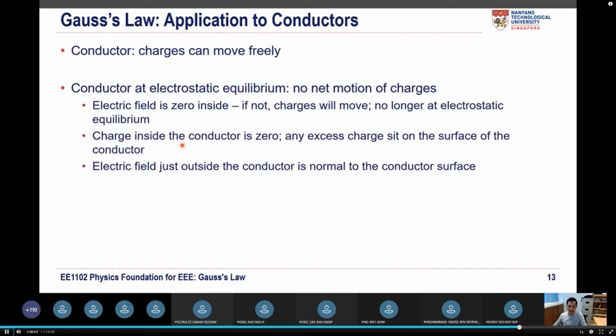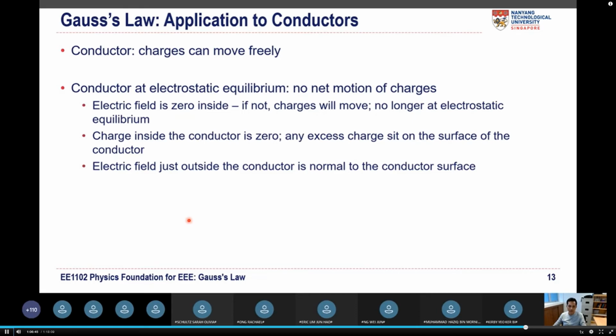And also the charge inside the conductor is going to be zero, because if there is charge inside the conductor, it will move somewhere else, such that inside the conductor it's always going to be zero, because we need to keep the electric field zero inside the conductor. So any excess charge or net charge on the conductor is going to move to the surface, and will be distributed over the surface of the conductor. Okay, so inside the conductor it's always zero, but all the charges will accumulate on the surface of the conductor.